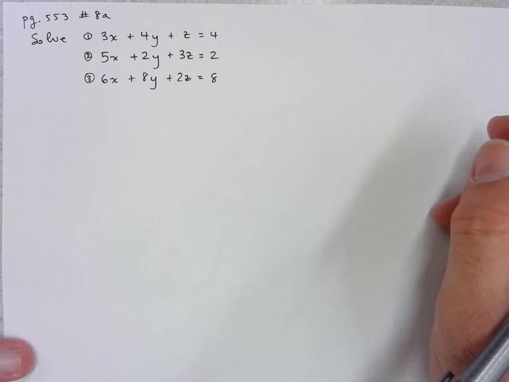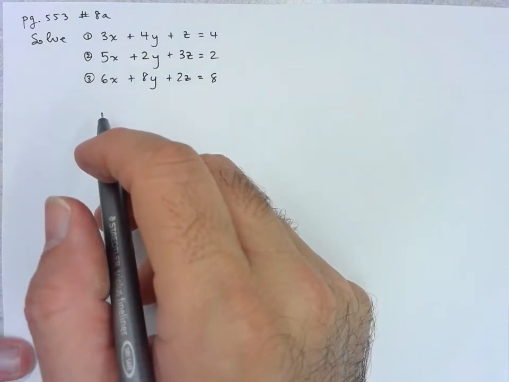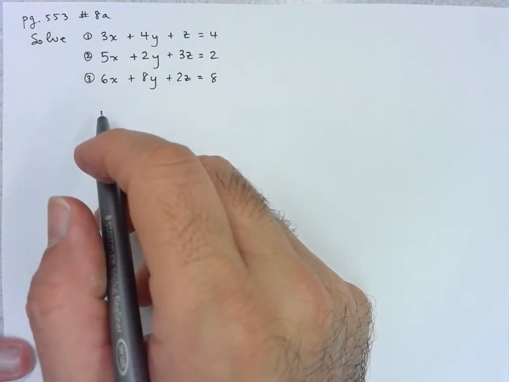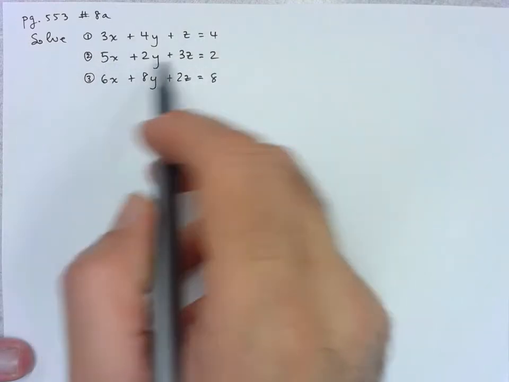Hi folks, we're going to take a look at 8A from page 553. They want us to solve this system of equations. Here again, the first thing you should always do is look for any parallel planes. Here 1 and 2 definitely are not, and 2 and 3 are not.